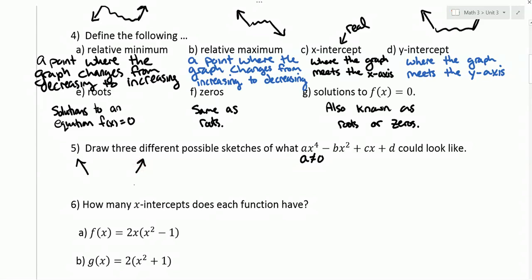And then what happens in the middle, we have a little bit of freedom to work with. So it could look like a parabola. Even though it's 4th degree, it's possible that it can look that way. It could also be pointed up.